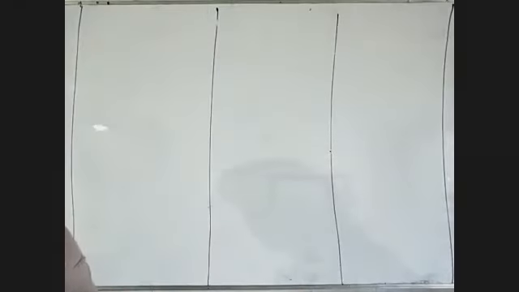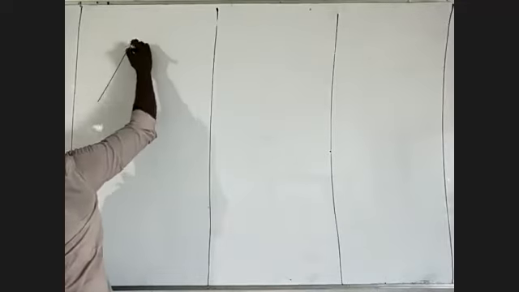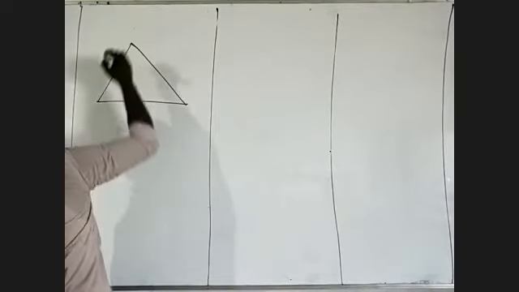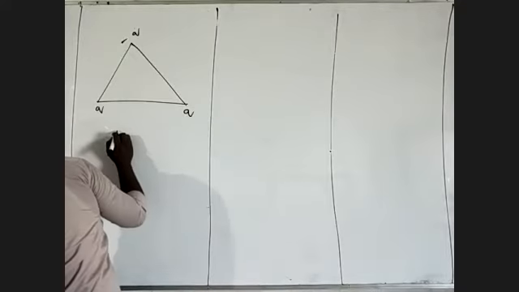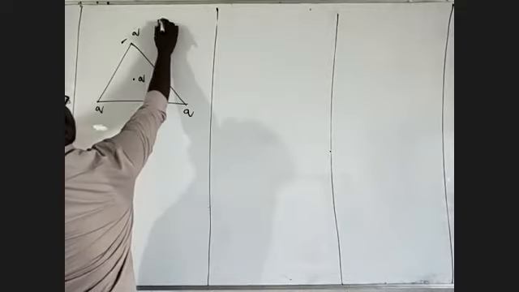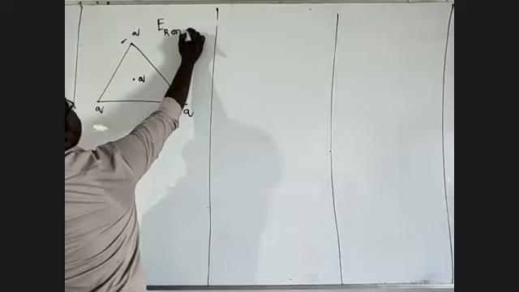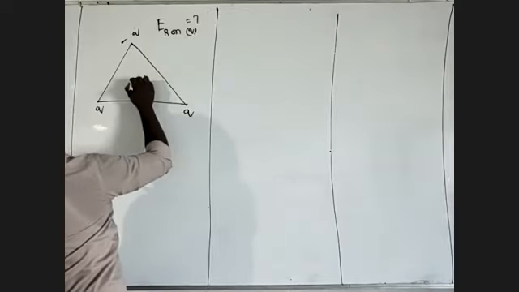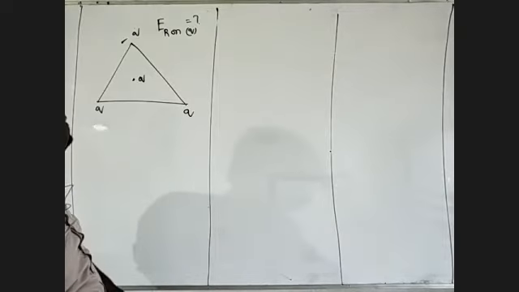Next question. This is an equilateral triangle. Charge is minus q here, this is a plus q, this is a plus q, and this is a Q charge. We have to find the resultant electric field on the center charge Q.